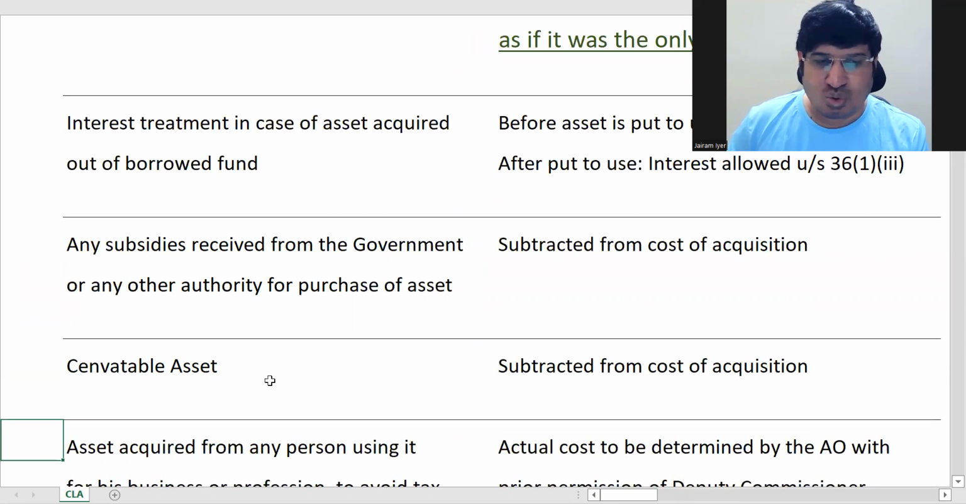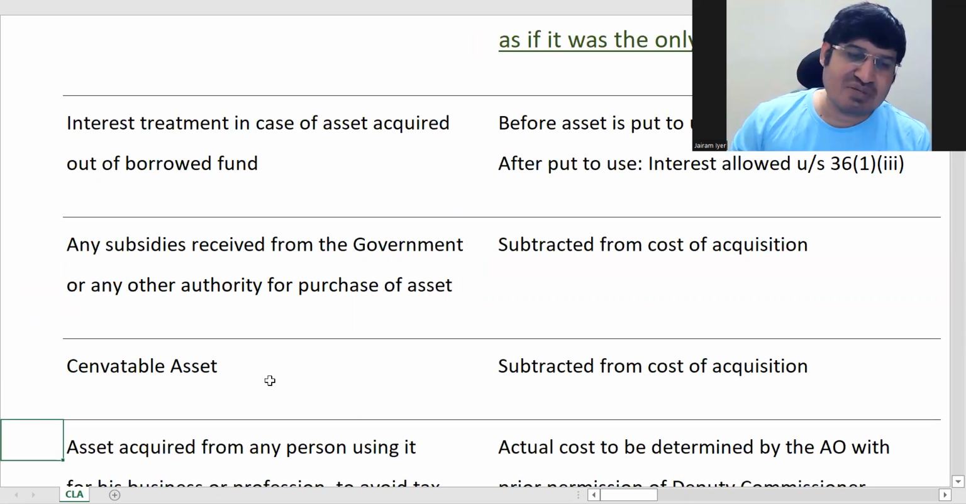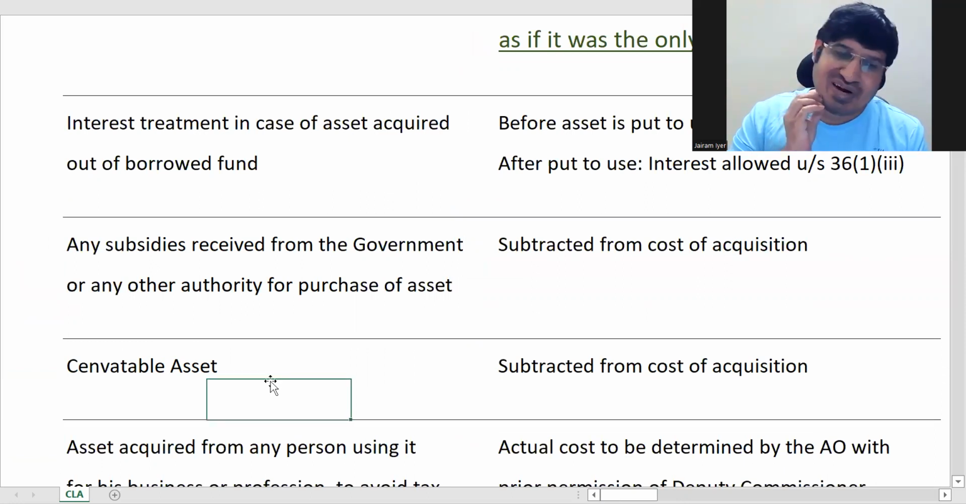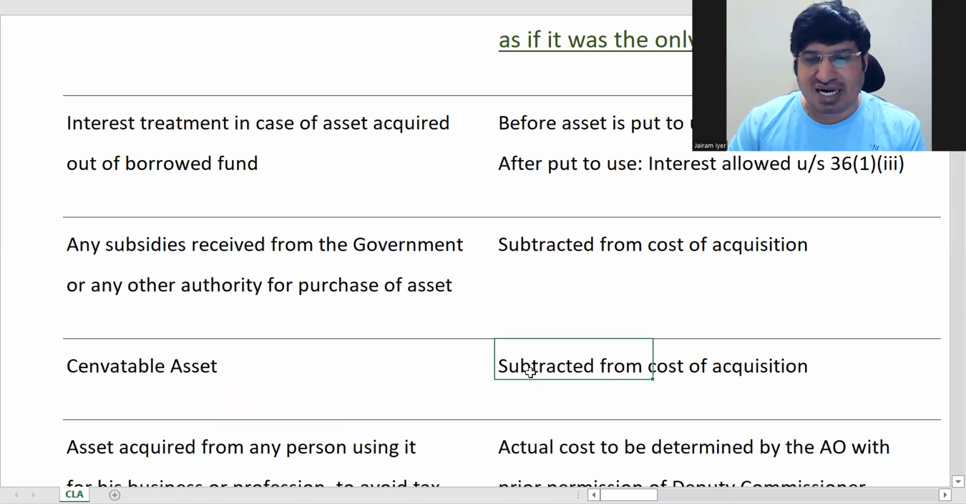Okay, so VAT was in the previous regime. Now GST has come, right? So this is that Cenvatable asset where you get a Cenvat credit that reduces your cost of acquisition, which is why you subtract it.